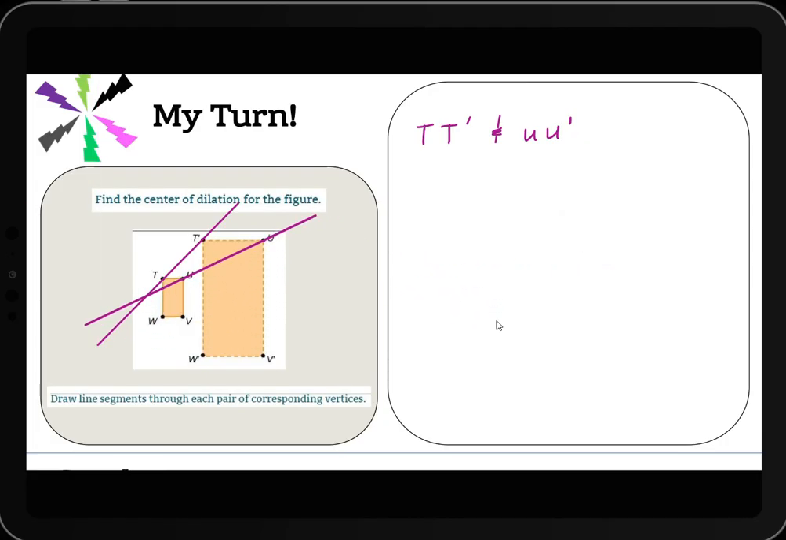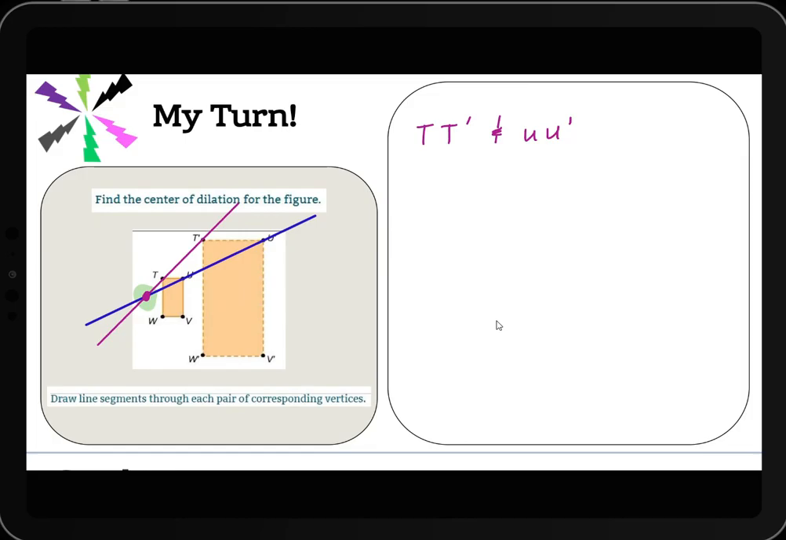Once I have that, let's change the color of that one to blue. That'll tell me the location of the center of dilation. So I already know the center of dilation from just the two. Can I do more? Of course I can. I absolutely can draw more. I can draw from V to V prime and W to W prime as well, and they are going to connect to that exact location. But in order to find the location of the center of dilation, I only need two.